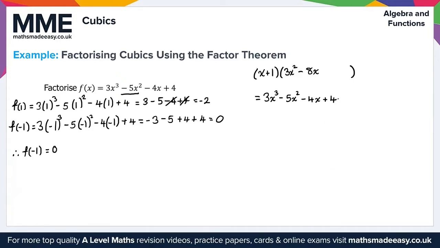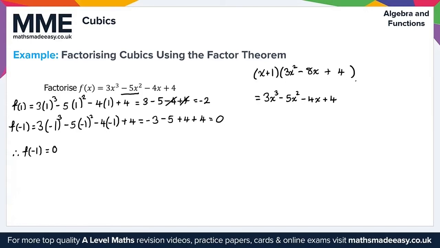Well, to get this 4 at the end now, we just multiply the 1 at the end of our first bracket by a number at the end of the second bracket to be 4. And then clearly that must just be 4 there. 1 times by 4 gives us 4. So therefore what we've got now is our second bracket here. That's 3x squared minus 8x plus 4.